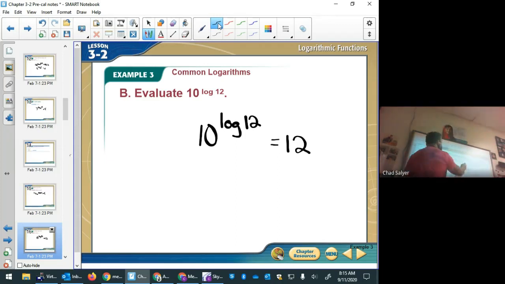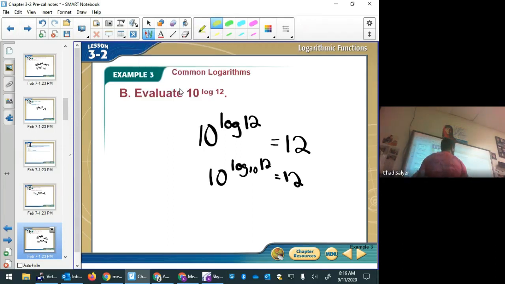But this is the power I put on 10 to get 12. And remember, if there's no base listed, it's understood to be 10. So I could also write this like so. So this little expression here, this means the power I put on 10 to get 12. And we're using that as the exponent of 10. So of course the result is 12.